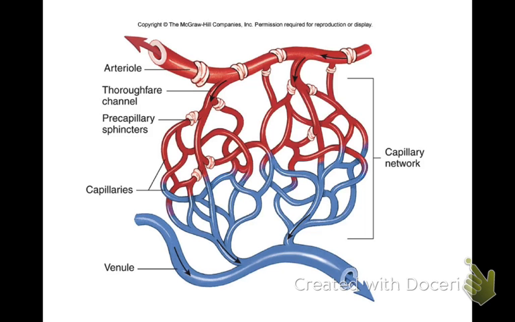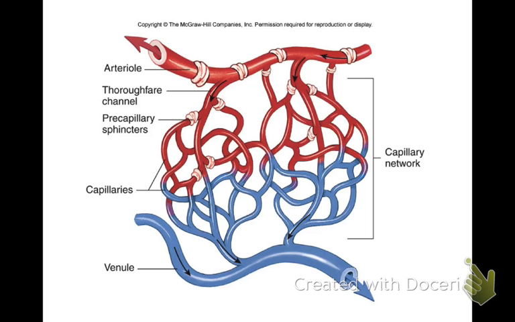Look at the thoroughfare channel, and you can see that that bypasses the capillaries and dumps directly into the venules. And each precapillary sphincter marks the opening of an individual capillary. In this diagram, it looks like capillaries branch off each other. I don't know if that's true or not. Doesn't really matter. Capillaries are going to lead off of arterioles and drain into venules.